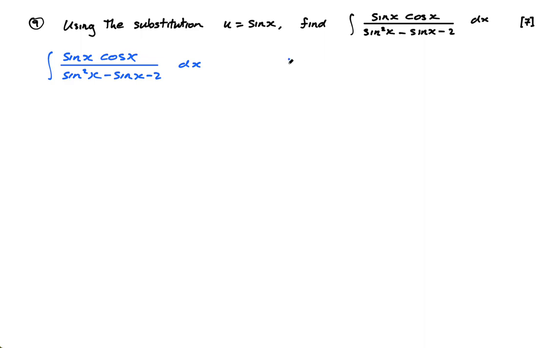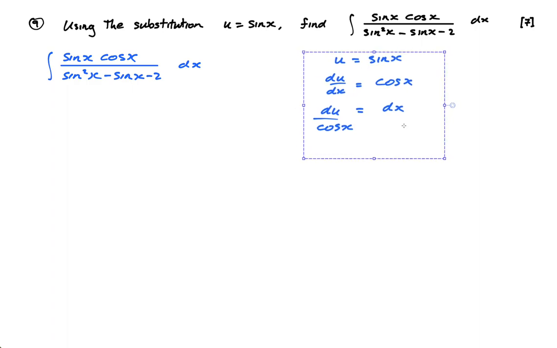Over the side we say let u equal sine x, which they've given us. So I can say du dx is equal to cos x. We differentiate it. Then I can cross multiply and say du over cos x is equal to dx. So that's multiplying across by dx, dividing by cos x. Yes, I'm aware it's not exactly multiplying across, but that's just what we say to make our lives easier.